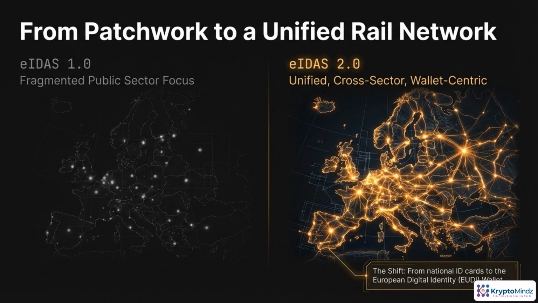Think of eIDAS 1.0 as a patchwork of national ID schemes. It mainly helped public sector services recognize each other's electronic IDs, and adoption was uneven. Private sector use was possible, but not really the focus. With eIDAS 2.0, the model changes. It introduces a common rail network for identity across sectors, built around the European Digital Identity Wallet. Instead of integrating with dozens of national systems, organizations can rely on a standardized wallet ecosystem that works cross-border for citizens, businesses, and services.